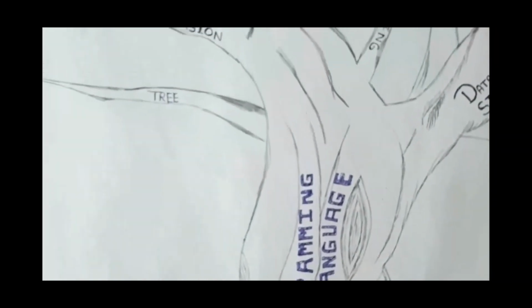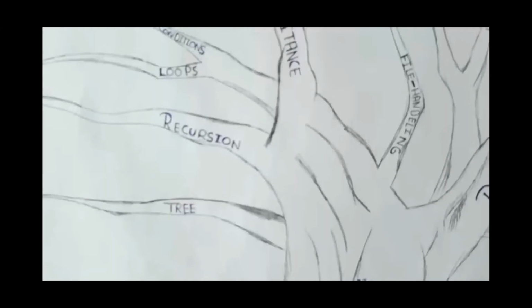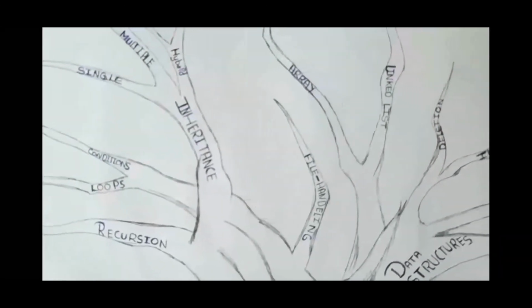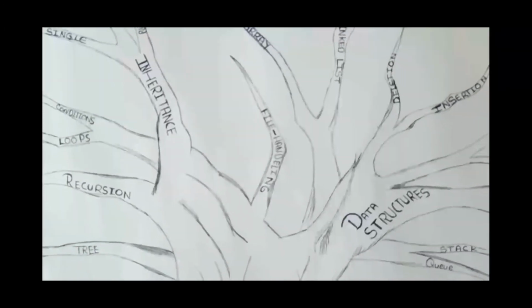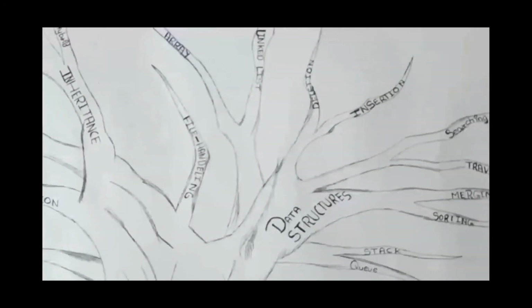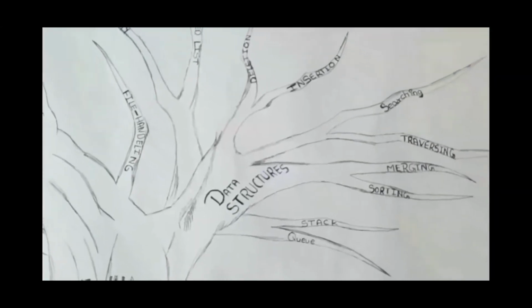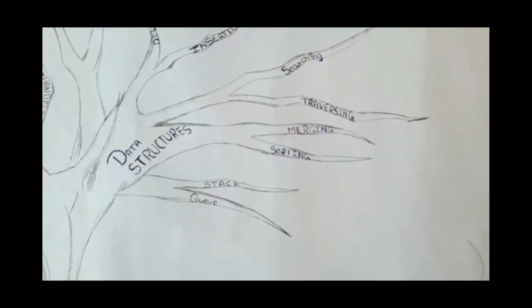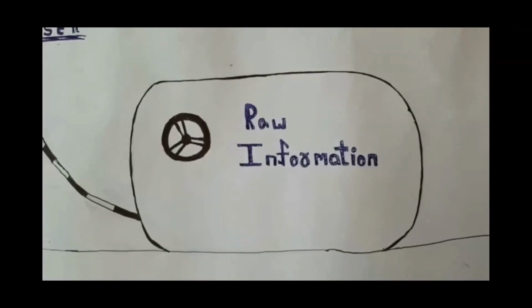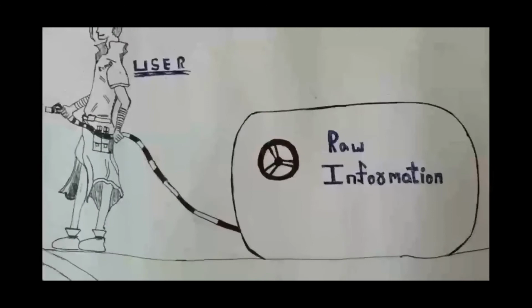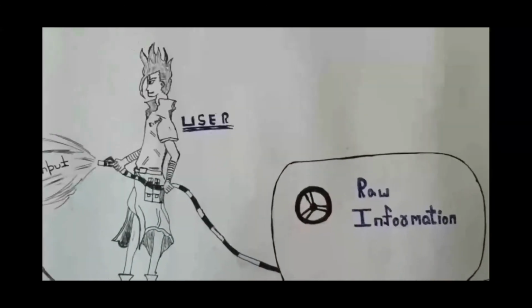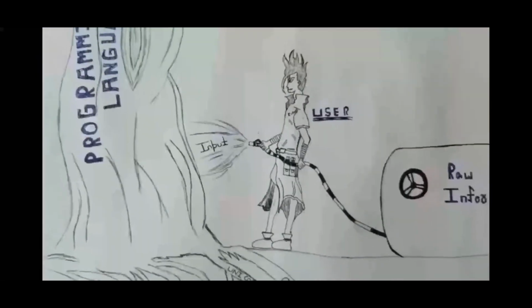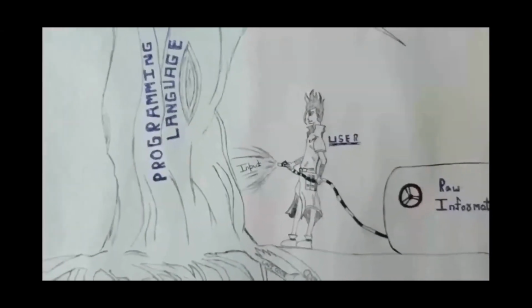Then let's come to the branches. In branches, I have represented some of the basic functions that most of the programming languages have or can perform, such as data structure, inheritance, loops, file handling. Then data structure is divided into 6 parts: deletion, insertion, searching, traversing, merging, sorting. At last, I've shown a guy pouring water on the tree using his raw information, which is represented by the tank. The guy is the user and the water is the input that he is giving to the programming language for the output he needs.